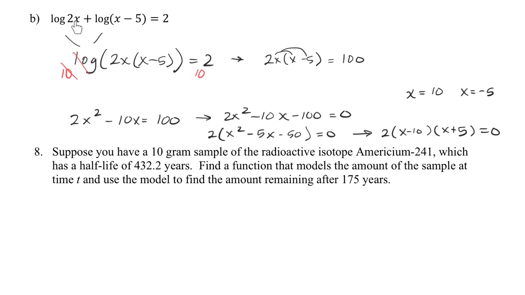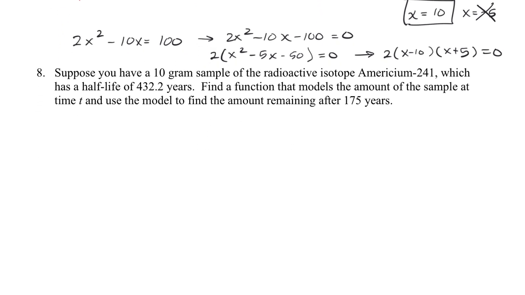2 times negative 5 makes negative 10. You can't have negative 10 inside of a logarithm. So negative 5 doesn't work. Check the 10 also. 2 times 10 is 20. That's fine. 10 minus 5 is 5. That's fine also. So 10 works. If you don't cross out any solutions that don't work, those are called extraneous solutions. If you don't cross them out on the exam, then you won't be able to get full points for the problem.